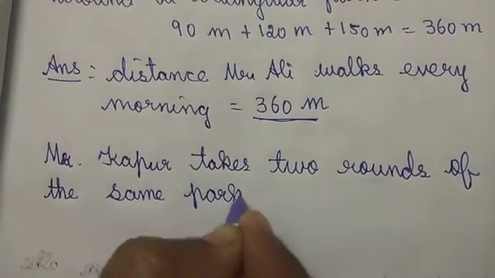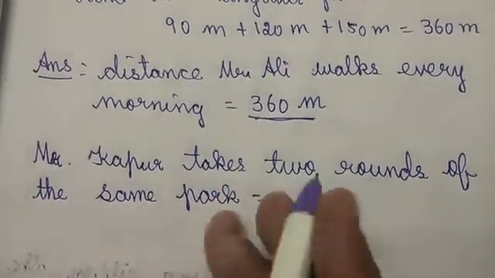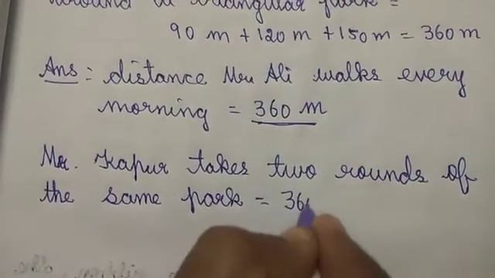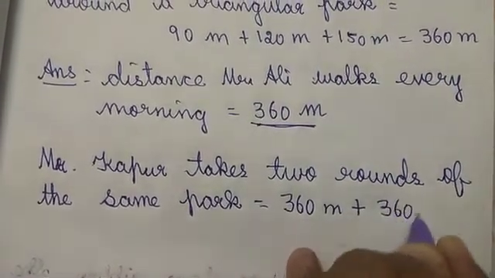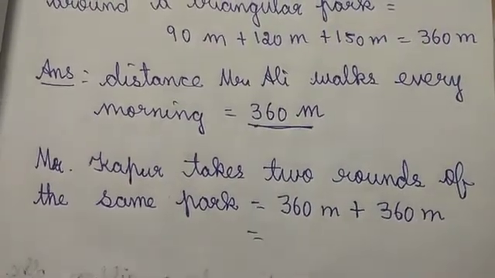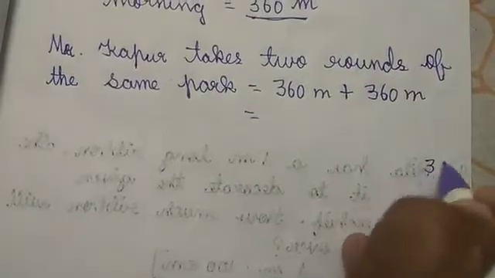So first how much round, children? For one time means 360 meter. So 360 meter plus, again 2 rounds means again 360 meter. So what will come, children? So it's very hard, isn't it? You can do it on the side.